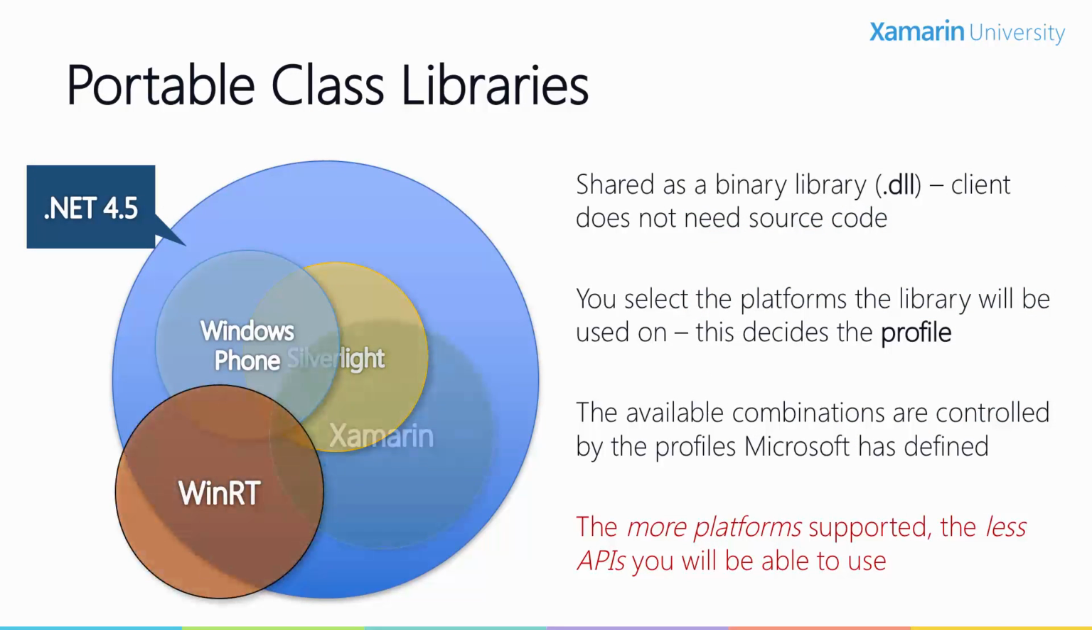Let's compare this to portable class libraries. So as we just heard, one of the great advantages of shared projects is that we can use all available API. Now that's a bit different with PCLs. If you create a PCL in Visual Studio, it's going to prompt you for the initial supported platform list. And at the end of this selection, you have decided on a profile. The profiles are defined by Microsoft, they ship with Visual Studio, and this profile will decide which APIs you can use. So you can imagine, the more platforms you pick, the less API you have available.